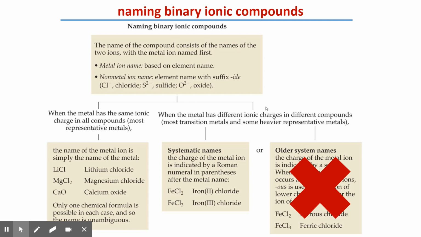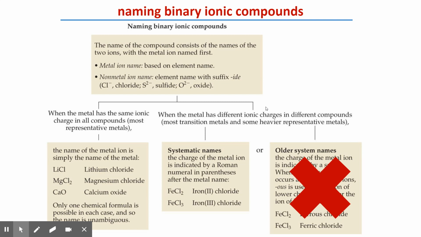Okay, so naming binary ionic compounds. We're going to start by asking ourselves, do we have a metal and a non-metal? And if the answer to that is yes, we can do what we just said. We can name the metal, then we name the non-metal, and we add the IDE on the end. The question comes when you get into your transition metals. So if your first metal is a transition metal, the first thing you're going to ask yourself is, okay, I got to figure out the charge on that.